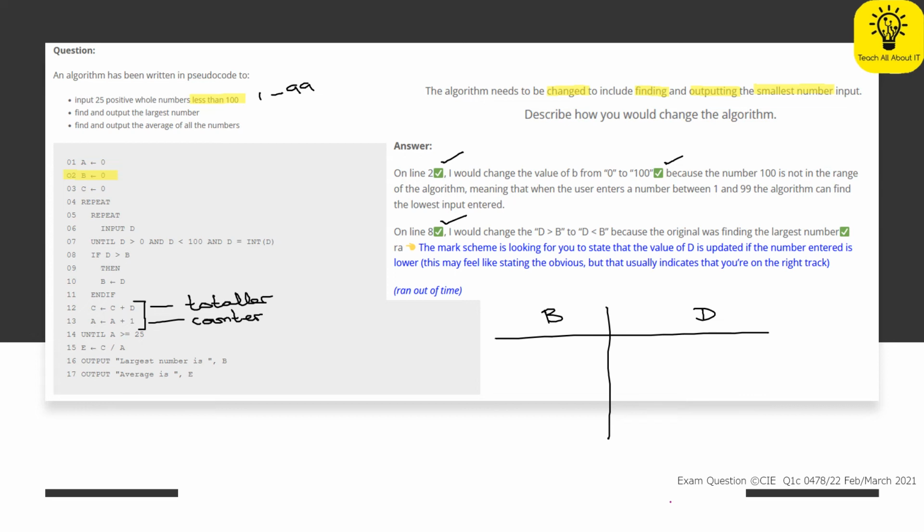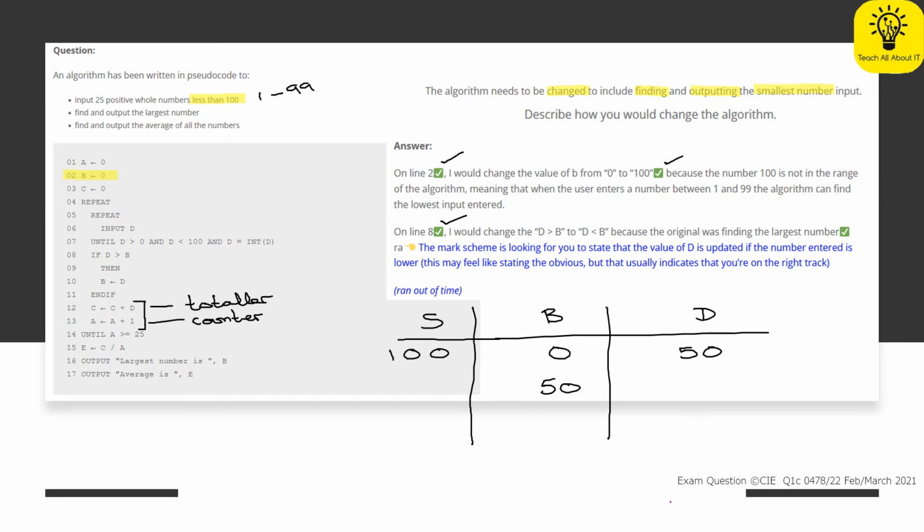So B starts at 0. I'm going to choose a number between 1 and 99, just because it's going to make life easier for us. It's going to be correct. So 50, let's go straight in the middle. If D is 50, to find the highest number, B would need to be now 50. Now imagine I've got a new variable that I'm adding in there, and I'm going to call this S for smallest. S is going to start at 100.